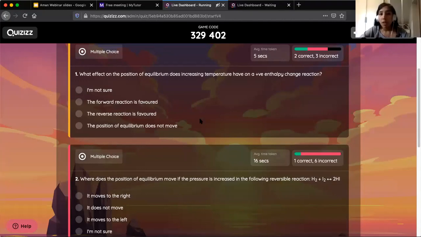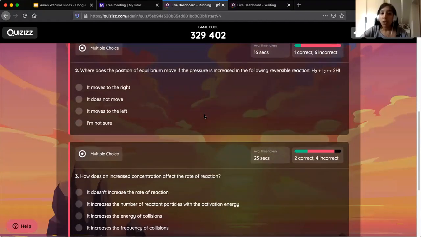So positive enthalpy change means that it's an endothermic reaction. If we increase the temperature, as someone has just said, it favors the forward reaction. Well done, because when we increase the temperature, the system wants to decrease it, and the only reaction that decreases the temperature is the endothermic reaction. So it will favor the forward reaction.